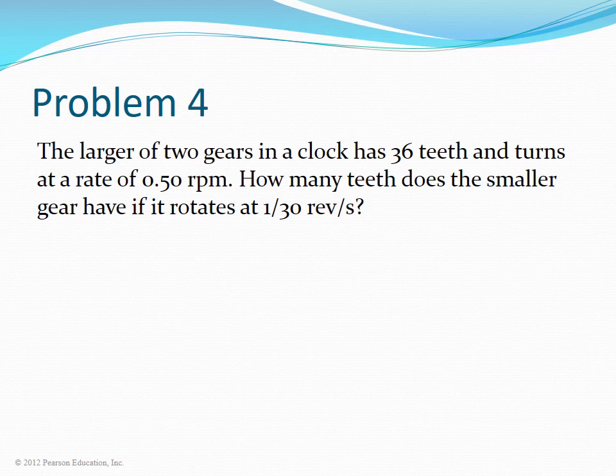The larger of two gears in a clock has 36 teeth and turns at a rate of 0.50 RPM. How many teeth does the smaller gear have if it rotates at 1/30th of a revolution per second? Pause the video to work on the problem.